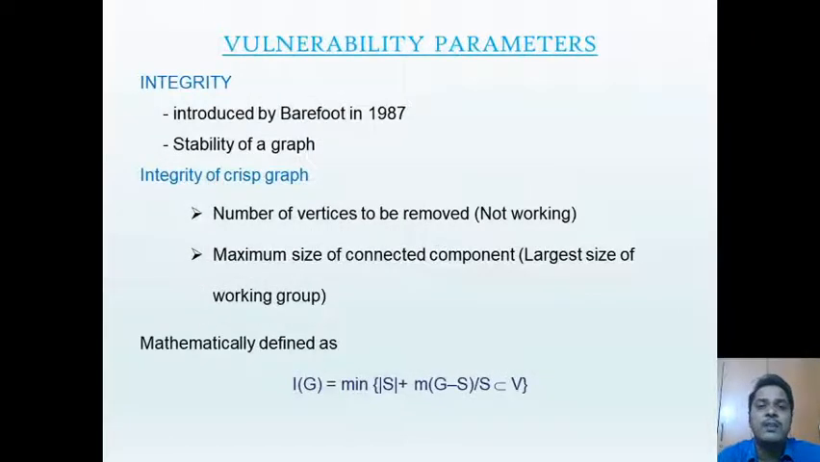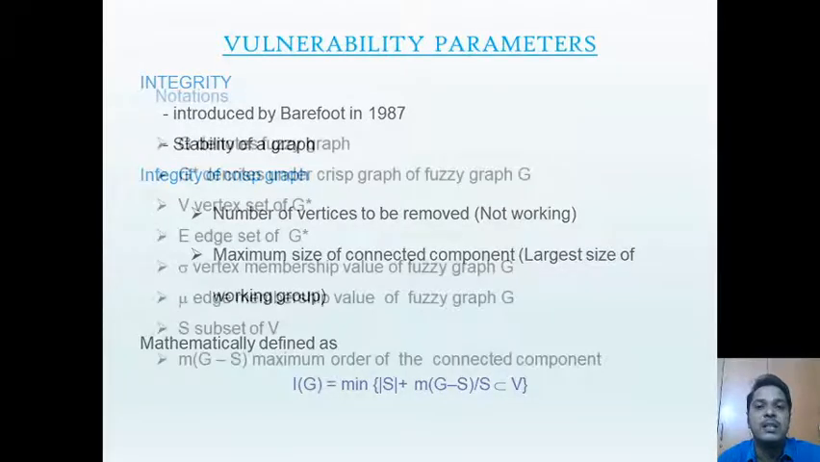In this presentation, we are concentrating only on the integrity. The integrity was defined by Bareford in 1987. It defines the stability of a graph. Integrity is defined through the number of vertices to be removed, that is the number of inactive members in a group, and we have to define the maximum size of the still working group, that is the largest size of the working group. Mathematically, the integrity of G is the minimum of the cardinality of S plus M of G minus S, where S is a subset of P, and M denotes the maximum size of a connected component of the graph G after removing the set S.